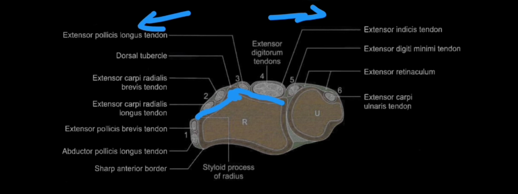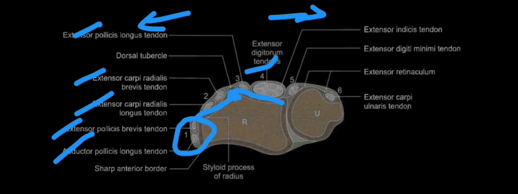On the medial side of the dorsal tubercle there is passage of extensor digitorum tendons and extensor pollicis longus tendon, and laterally there is passage of extensor carpi radialis brevis and extensor carpi radialis longus tendons. And here you can see the tendons of extensor pollicis brevis and abductor pollicis longus, which are related to the lateral surface of the lower end.